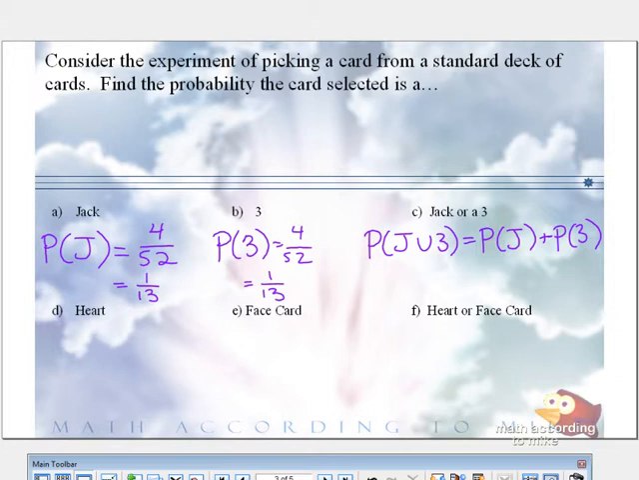Part A, what is the probability of picking a jack? Sure. What is the probability of picking a 3? Part B. So the probability of picking a jack or a 3. You could have also used the 1/13 numbers. It does not matter. This will reduce down to 2/13. Yep. So again, or for the most part means addition.